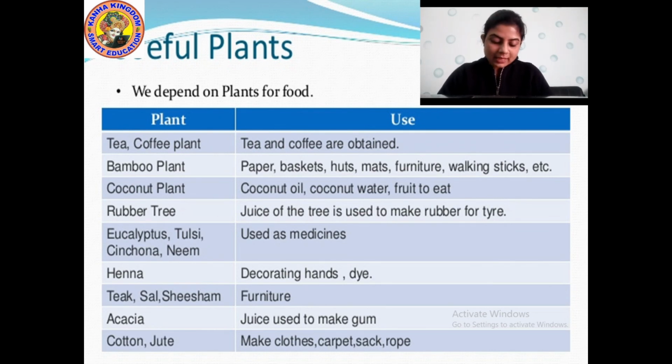The first point: we all depend on plants for food. Why do we depend on plants? We depend on plants for food as they give us fruits, vegetables, oil, sugar, cereals, pulses, nuts and spices. They also give us tea, coffee and cocoa beans.